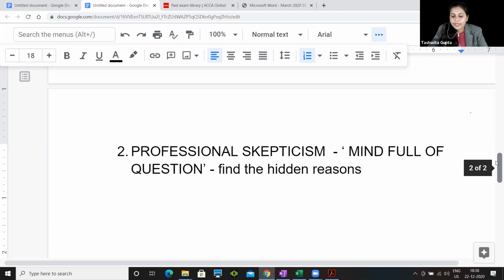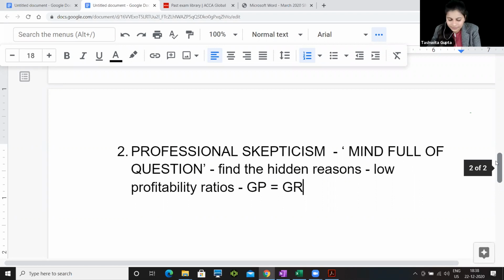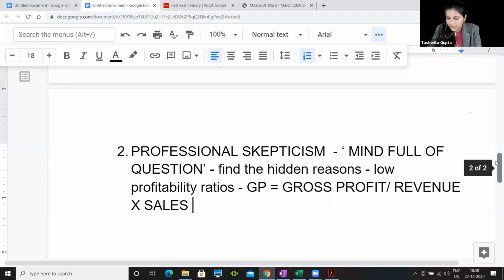But now if I tell you that my business is suffering low profitability ratios, and you state a clear reason for it, you say, what is the formula for GP ratio? Anyone in the chat box, what is the formula of gross profit margin ratio? Gross profit divided by revenue, that is sales. Yes, very good. So that is my formula for GP ratio.